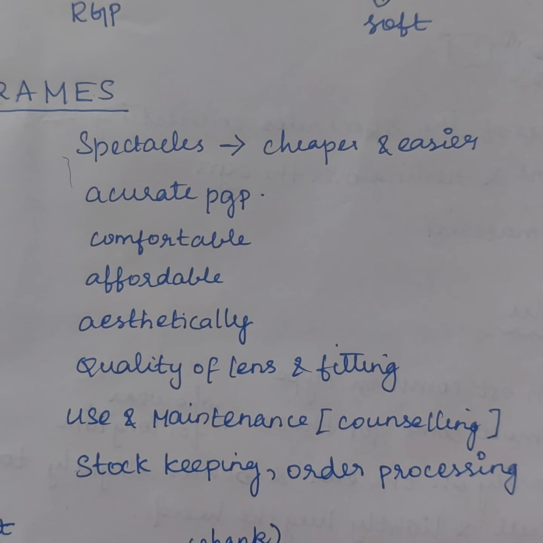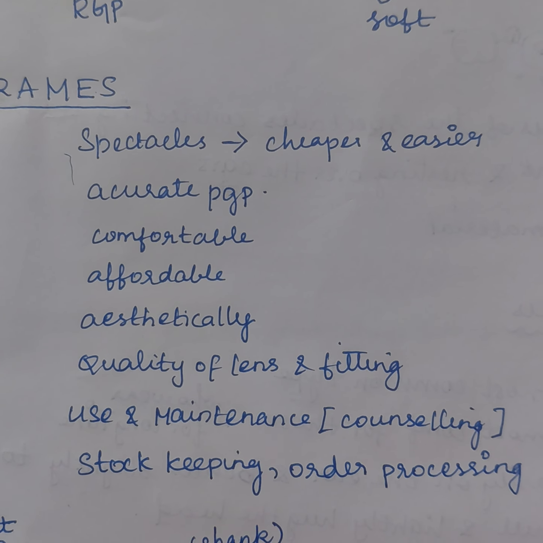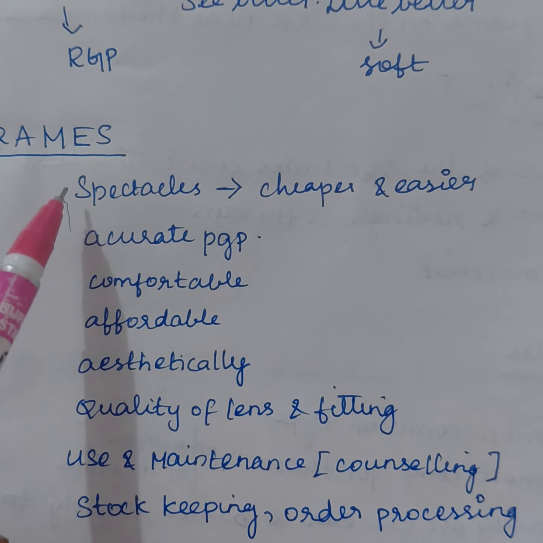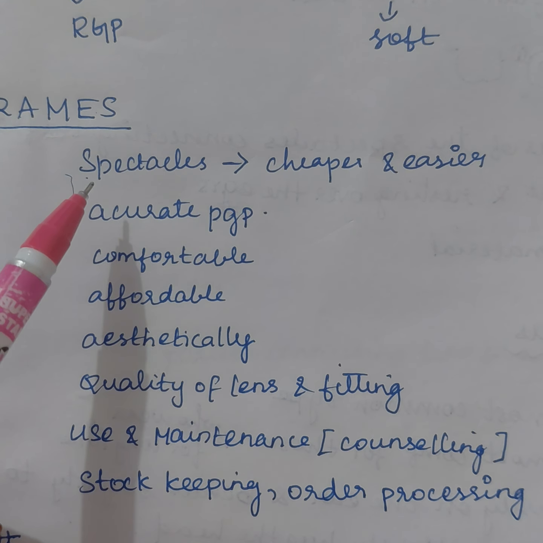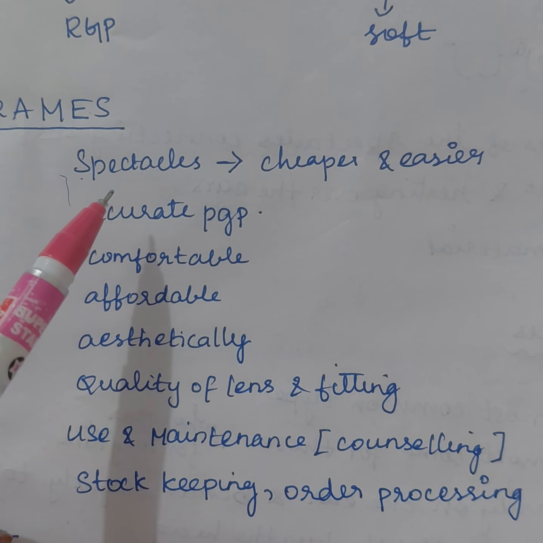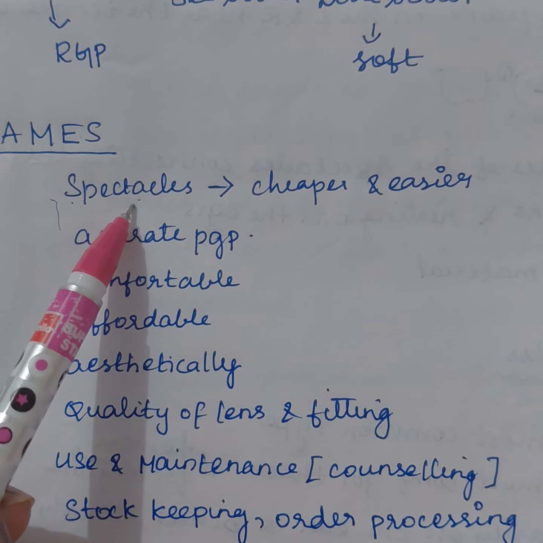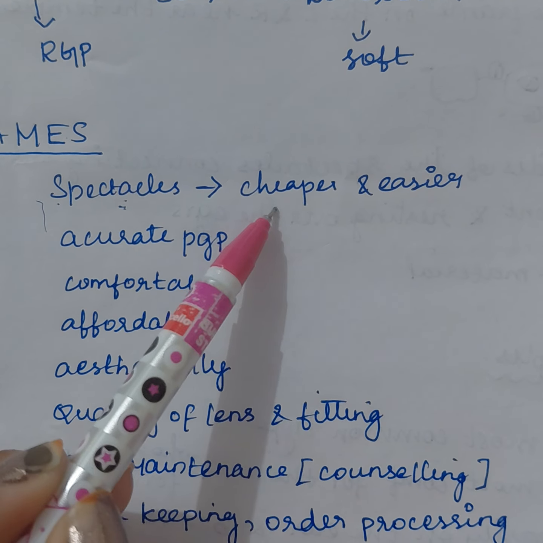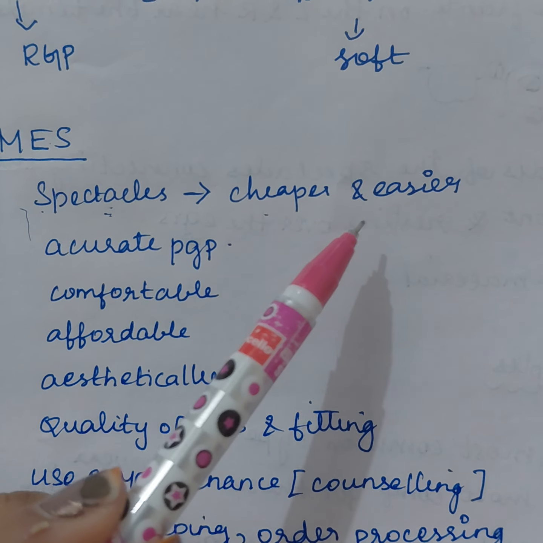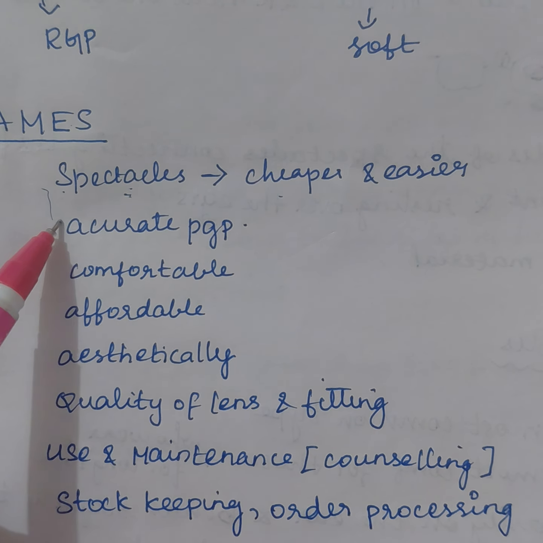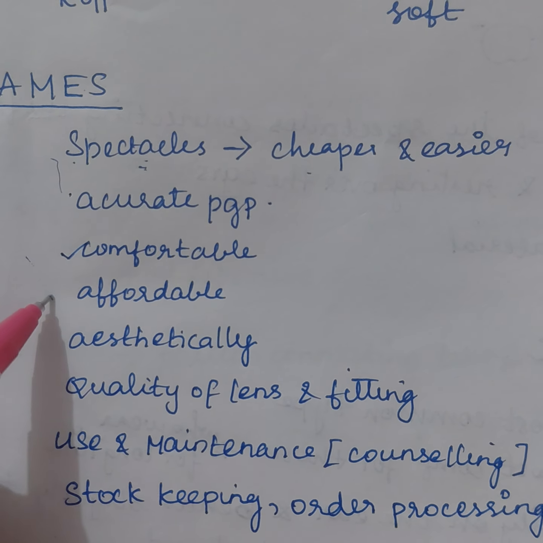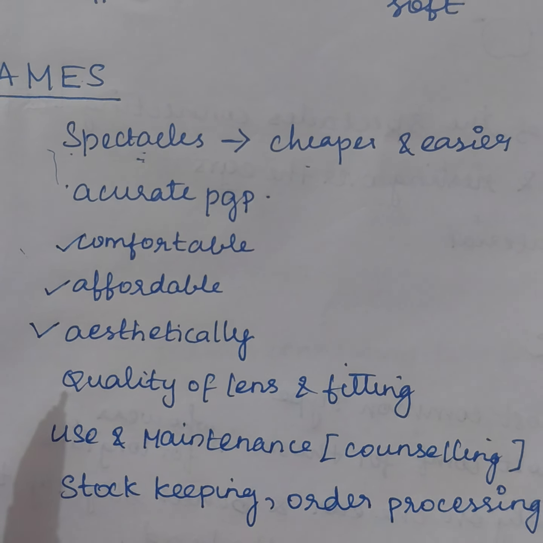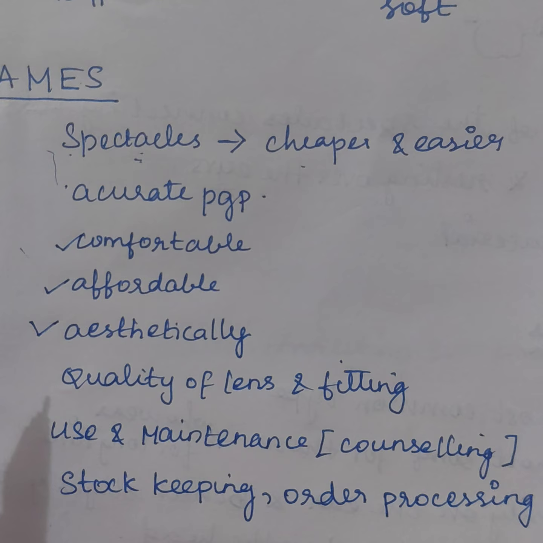As we know, refractive errors are a common eye disorder in our country. So it can be corrected either by the use of spectacle or contact lens or by the refractive surgeries. But why spectacle is most commonly preferred? Because it is cheaper and it is easier to dispense as well. More than an accurate prescription, the spectacle also should be comfortable for the patient, it should be affordable, and it should aesthetically be suitable for the person's face.